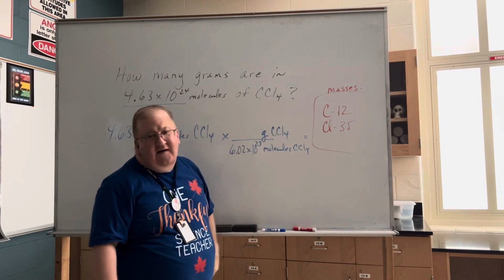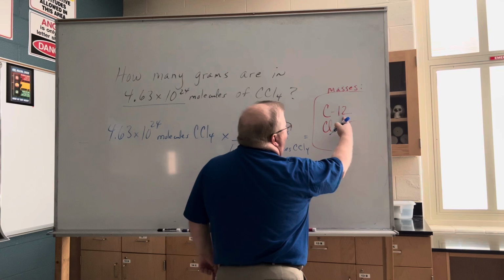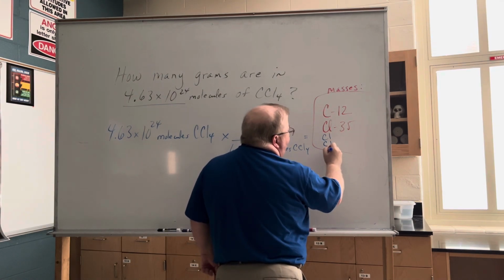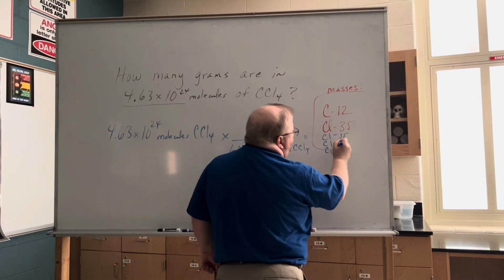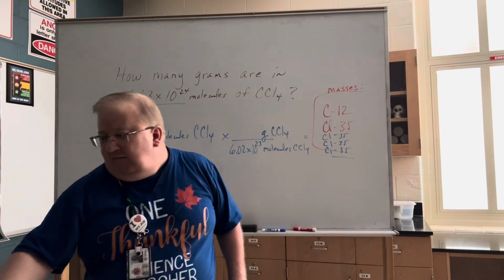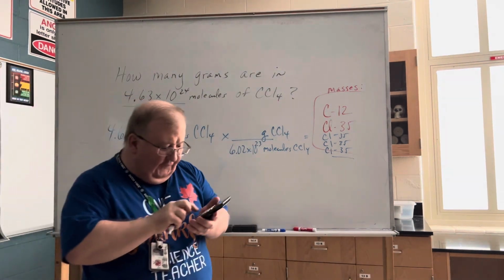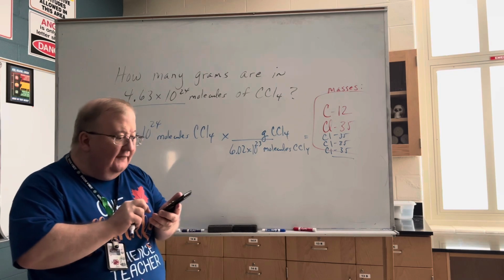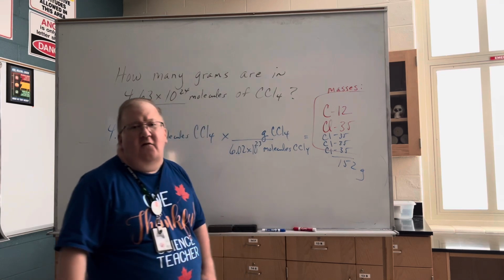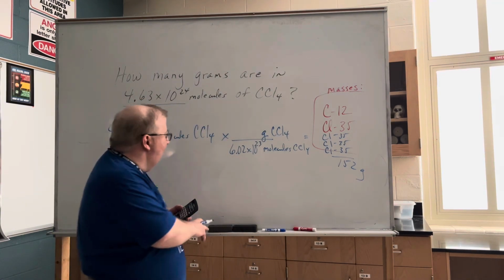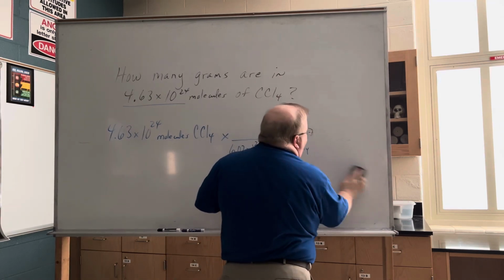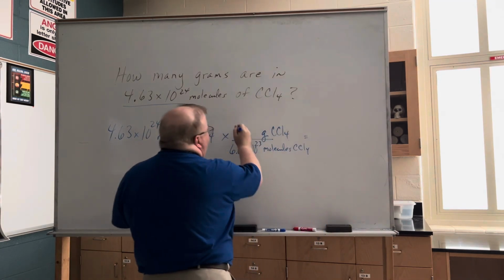Carbon tetrachloride has a total mass of, it has 12 for one carbon, 35 for chlorine, but we got 4 chlorines. So we've got to add all these individual numbers up to get a total mass. So if I add 4 times 35 plus 12, I get 152 grams for the mass of carbon tetrachloride. So where do I write that? I'm going to erase this because it's kind of crowding out stuff. I'm going to put 152 grams on top.